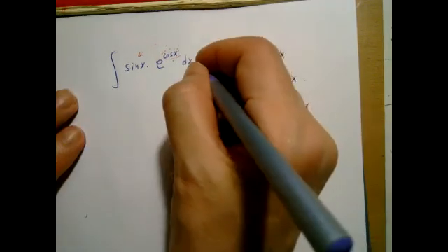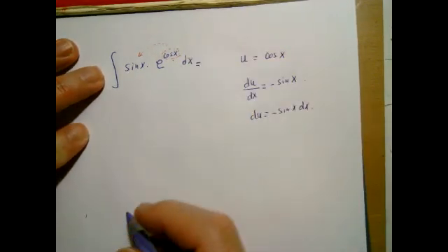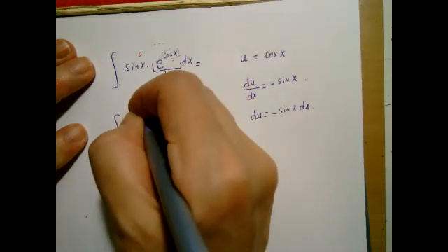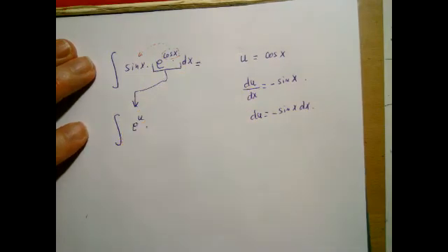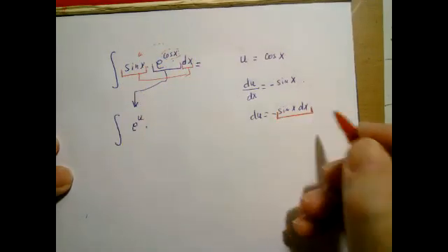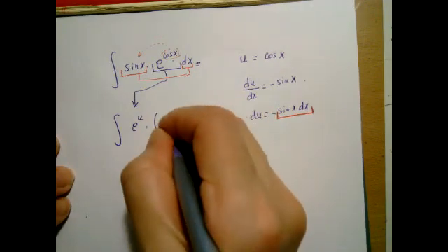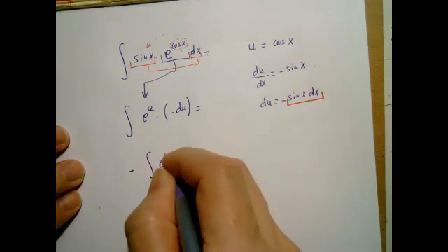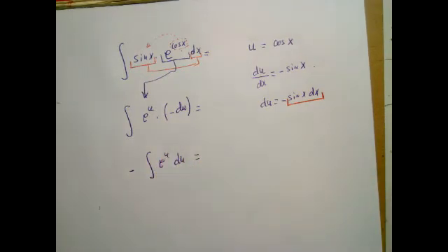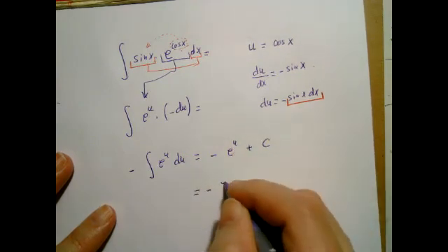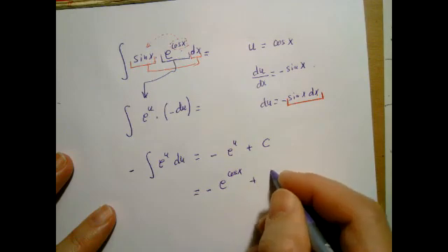And now I substitute everything in terms of u. E to the cosine x will be e to the u. And the sine x dx is right there, it's minus du. So this becomes minus the integral of e to the u du, which is minus e to the u plus c, which is minus e to the cosine x plus c. End of the problem.